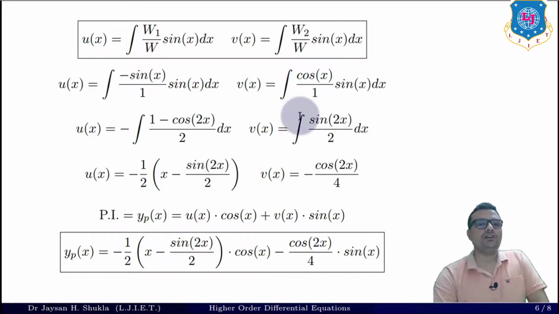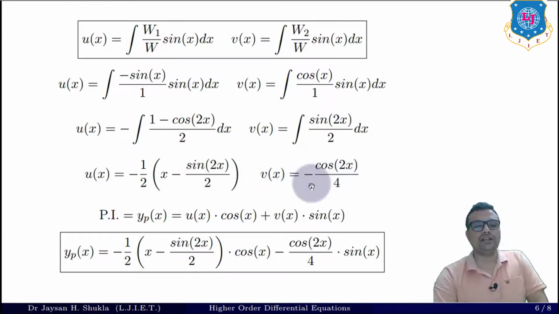So now we have to integrate these two values. Integrating this with respect to x will give me x minus sin 2x by 2. Over here, it is minus cos 2x by 2. 2 is already in the denominator, so it will give me 4. So we have the final answer of u and v.